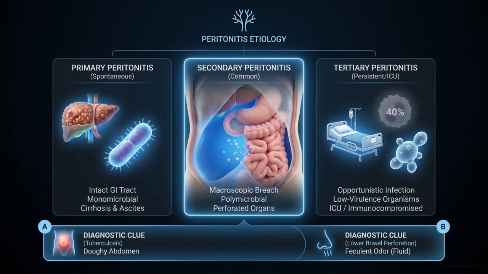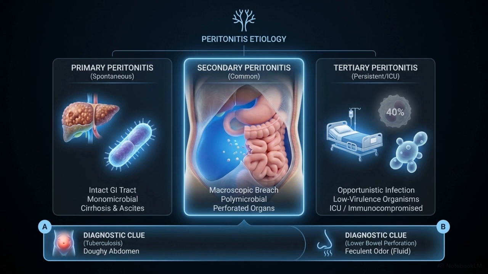This chart breaks down the etiology into three main classes: primary, secondary, and tertiary. Secondary peritonitis is the most common presentation, caused by a macroscopic physical breach of the GI tract. Primary peritonitis occurs with an intact GI tract, occurring in the presence of liver cirrhosis, ascites, and a monomicrobial infection. Tertiary peritonitis is the threat in ICU patients, caused by low-virulence opportunists surviving initial treatment.